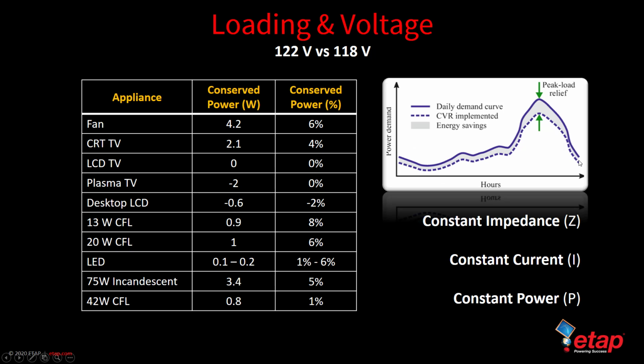By looking at a daily demand curve and applying a CVR capability where the endpoint voltage is purposefully reduced to a point just above the ANSI voltage limits, we can conserve power based on the load type in the circuit. The area in gray essentially represents the energy savings that are delivered in the CVR power demand curve as implemented over a function of time.